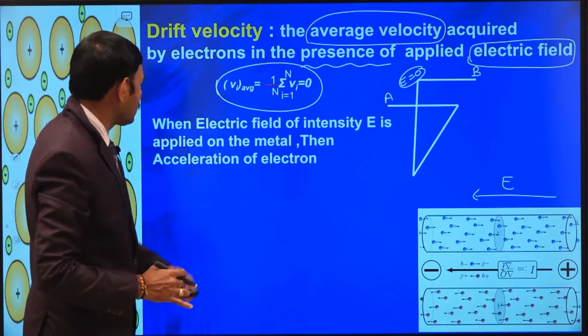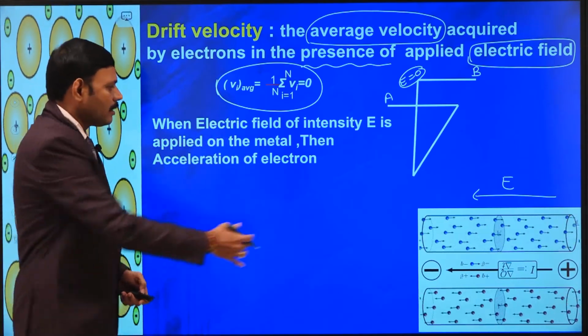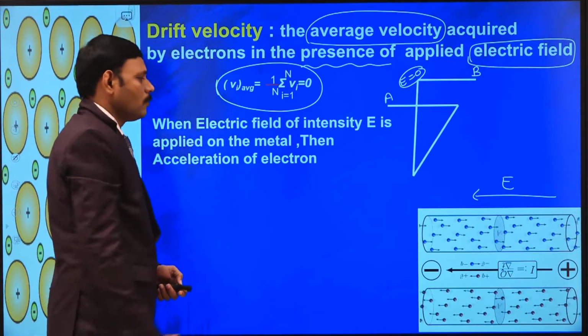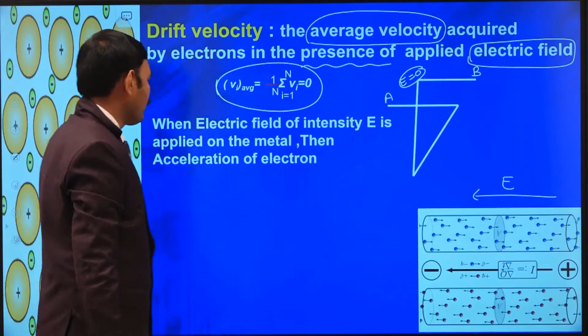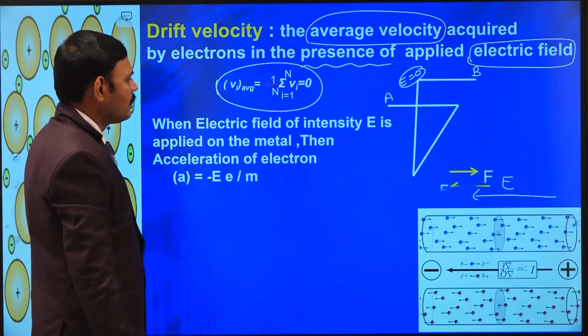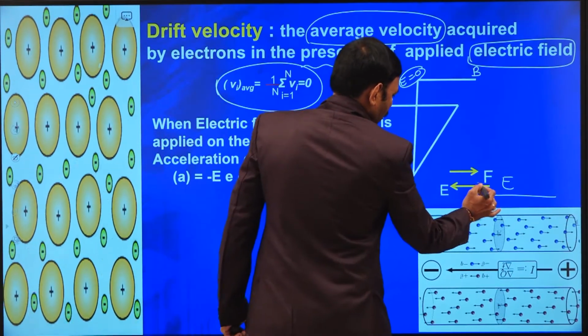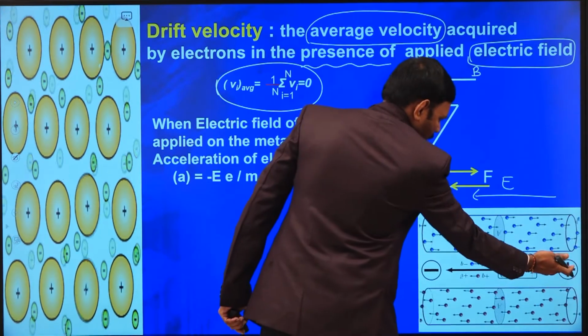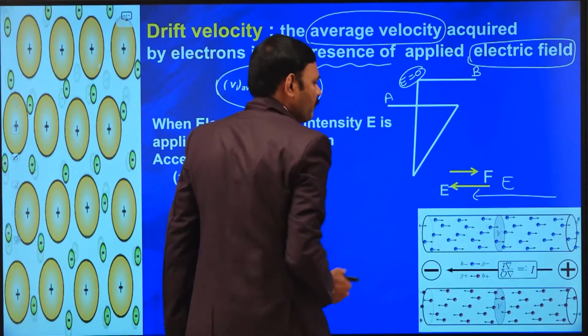So now consider this highlighted point. When electric field intensity is applied, as shown in this diagram, we apply the positive terminal at the right hand and the negative terminal of the battery at the left hand. In the presence of electric field, as we applied in this diagram, from right to left hand we apply the electric field.